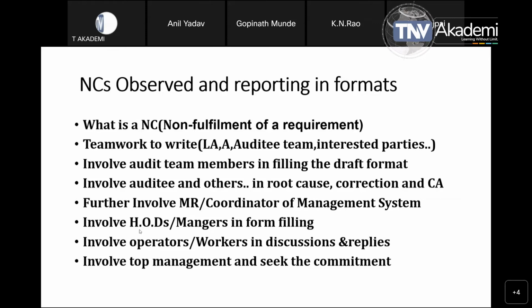Further, involve head of department managers in form filling. Form filling should not be done individually and in isolation. If they are all involved, a value-added NC report format will be available in front of top management. It will be shared with the certification body. It will be reviewed by the accreditation board. Because NC format filling is not the end with the internal audit team.